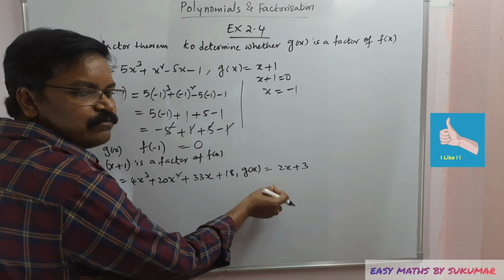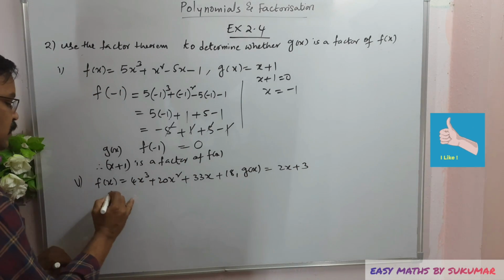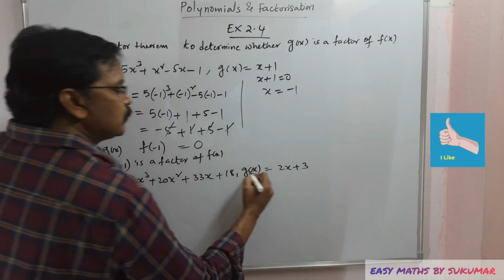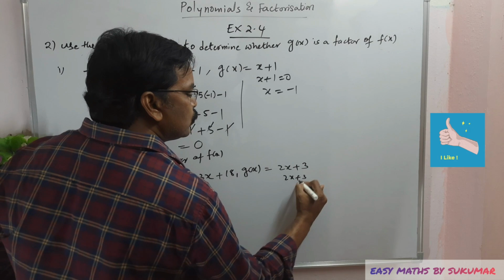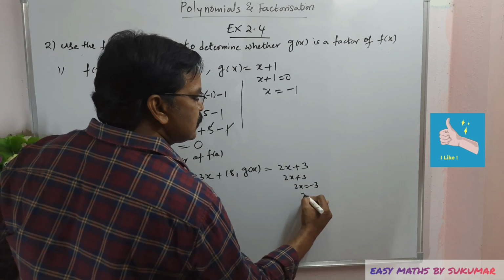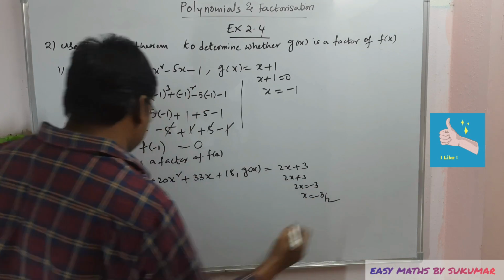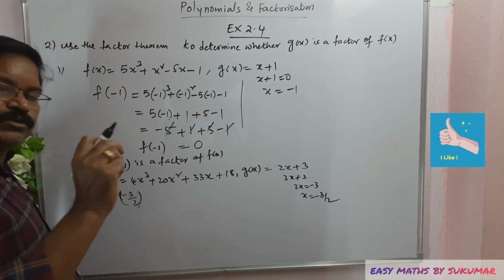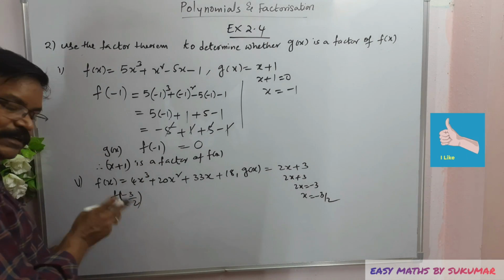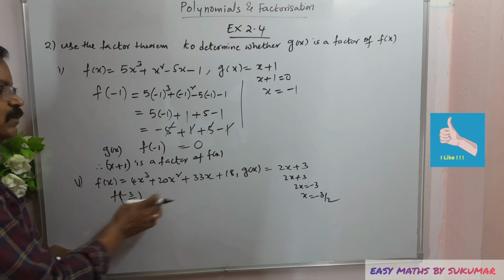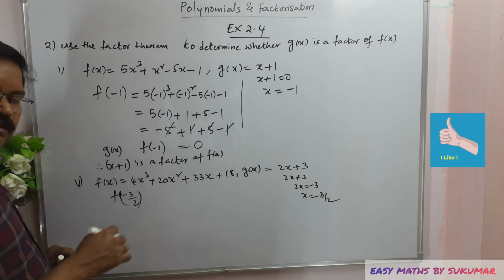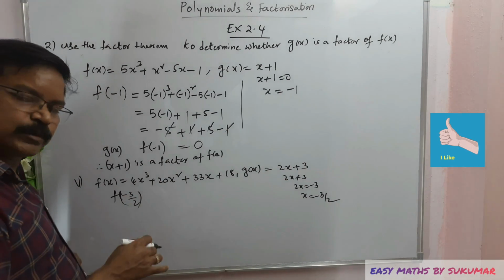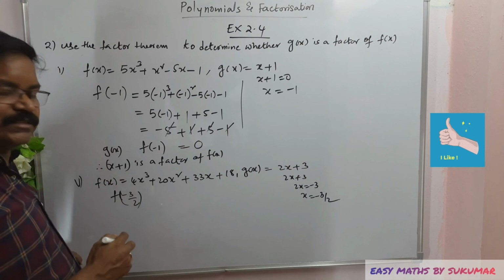Look here, my dear students. This g of x is a factor of this f of x means 2x plus 3 is 0, 2x is equal to minus 3, that means x is equal to minus 3 by 2. So this f of minus 3 by 2 value should be equal to 0. Then that is the remainder, so 2x plus 3 is called the factor. 2x plus 3 is the factor of this f of x.